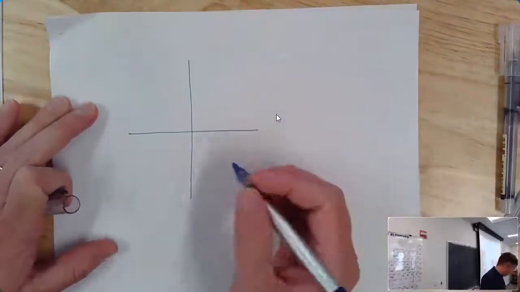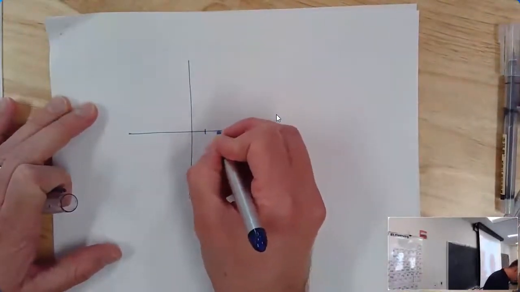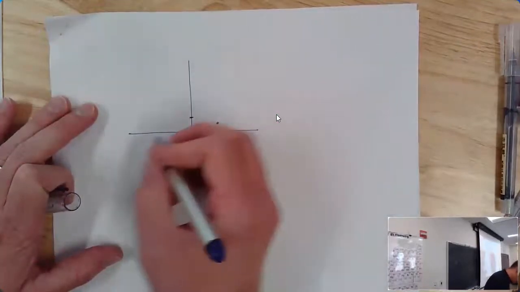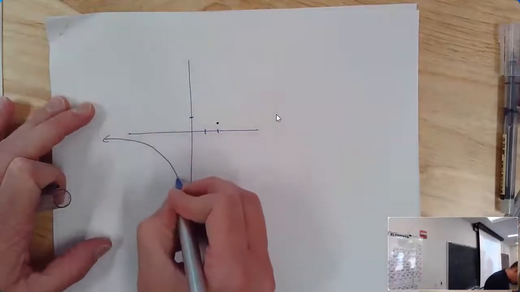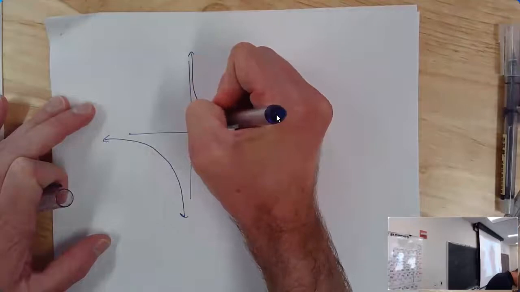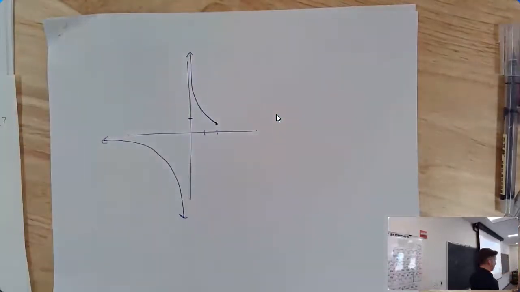It's 1 over x up until 2. So at 2, we know we get a value of 1/2. So it looks kind of like this. 1 over x. Clearly not continuous at 0. It's not defined at 0. You've got a vertical asymptote at 0.